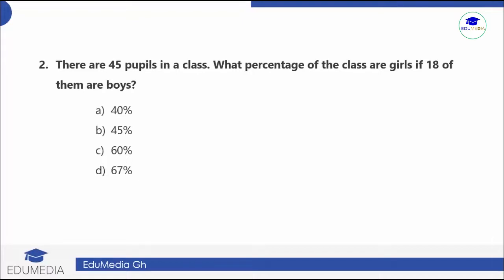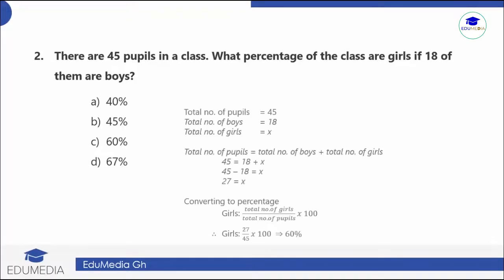There are 45 pupils in a class. What percentage of the class are girls if 18 of them are boys? All right, so this is also here. We have 45 pupils in a class, and 18 of them are boys. And then they are asking us for the girls. What percentage of them are girls?